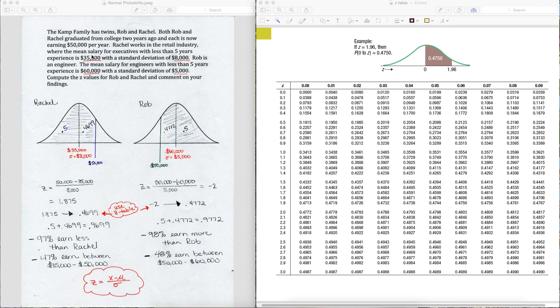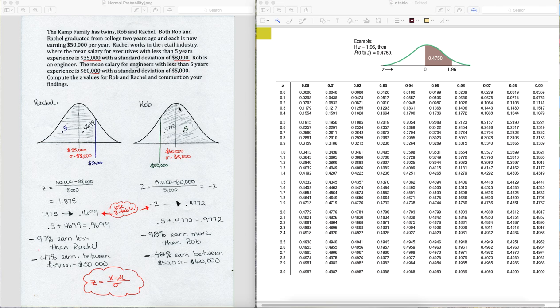All right, you can see here that I've underlined what I thought was important information, and then I started right away by making drawings. Drawings will help you to really visualize what's going on. So here you'll see that this is Rachel's graph, this is Rob's. On Rachel's, in her industry, the mean is $35,000, standard deviation is $8,000. She makes $50,000, so you can see that she is above the mean. Don't worry about the rest of this stuff right now. I will explain that as we go through it.